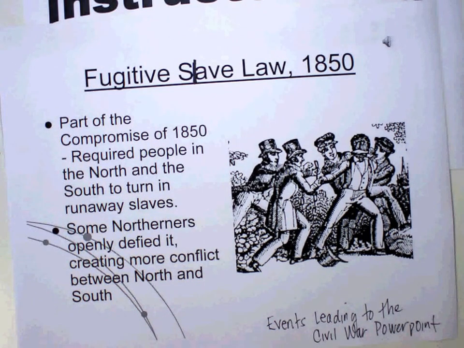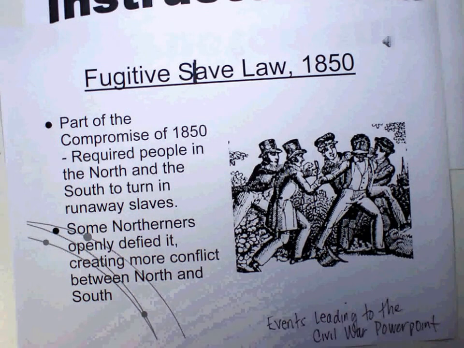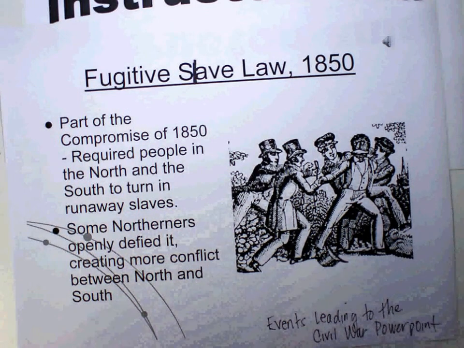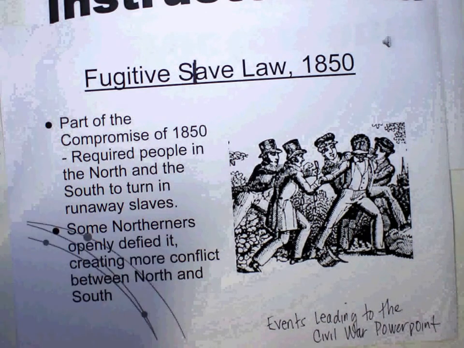Of course, this made the Southerners happy because the slaves that they felt that they needed for their plantations in the Cotton Kingdom, they called it, were returned. The Northerners, of course, were unhappy. Many Northerners were abolitionists or wanted to abolish slavery, and so they defied it, creating more of a conflict between the North and the South.